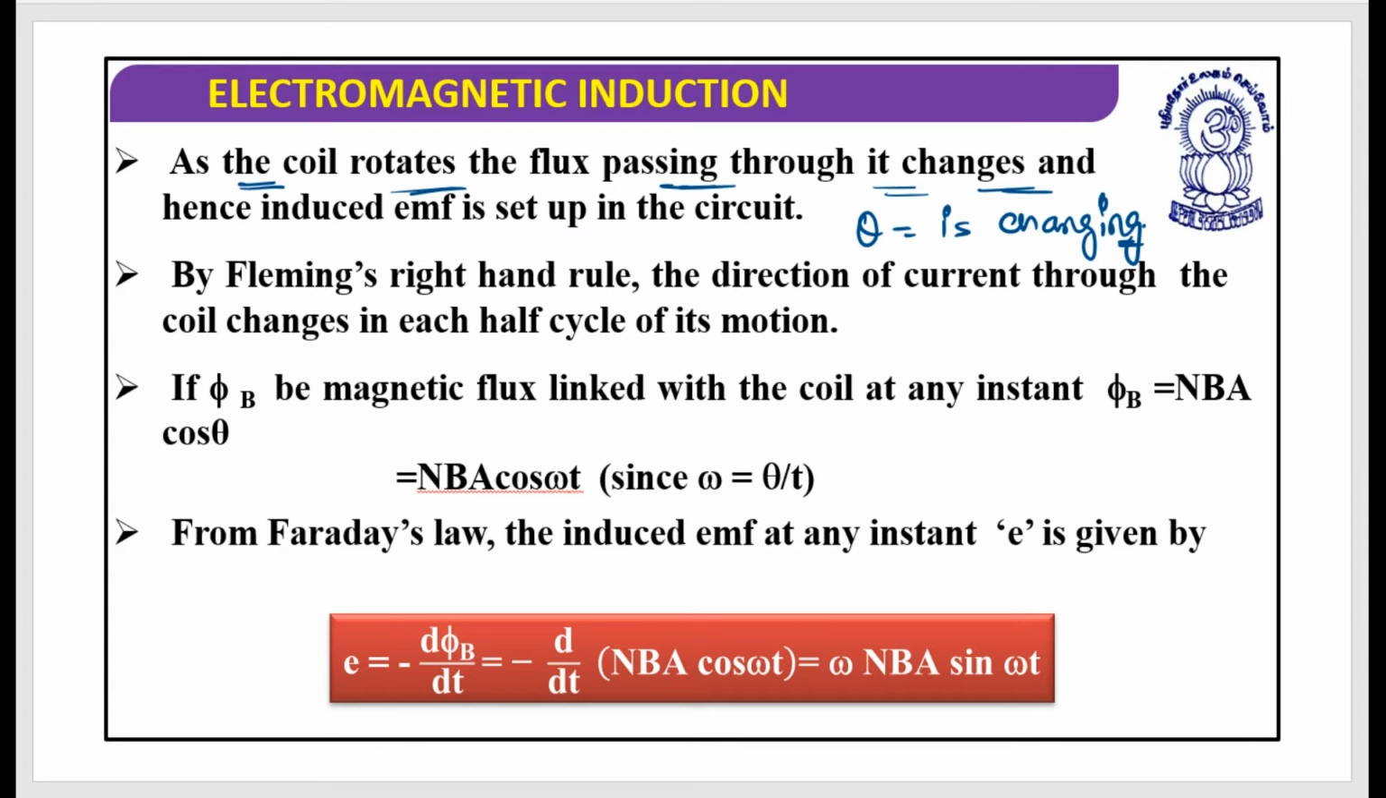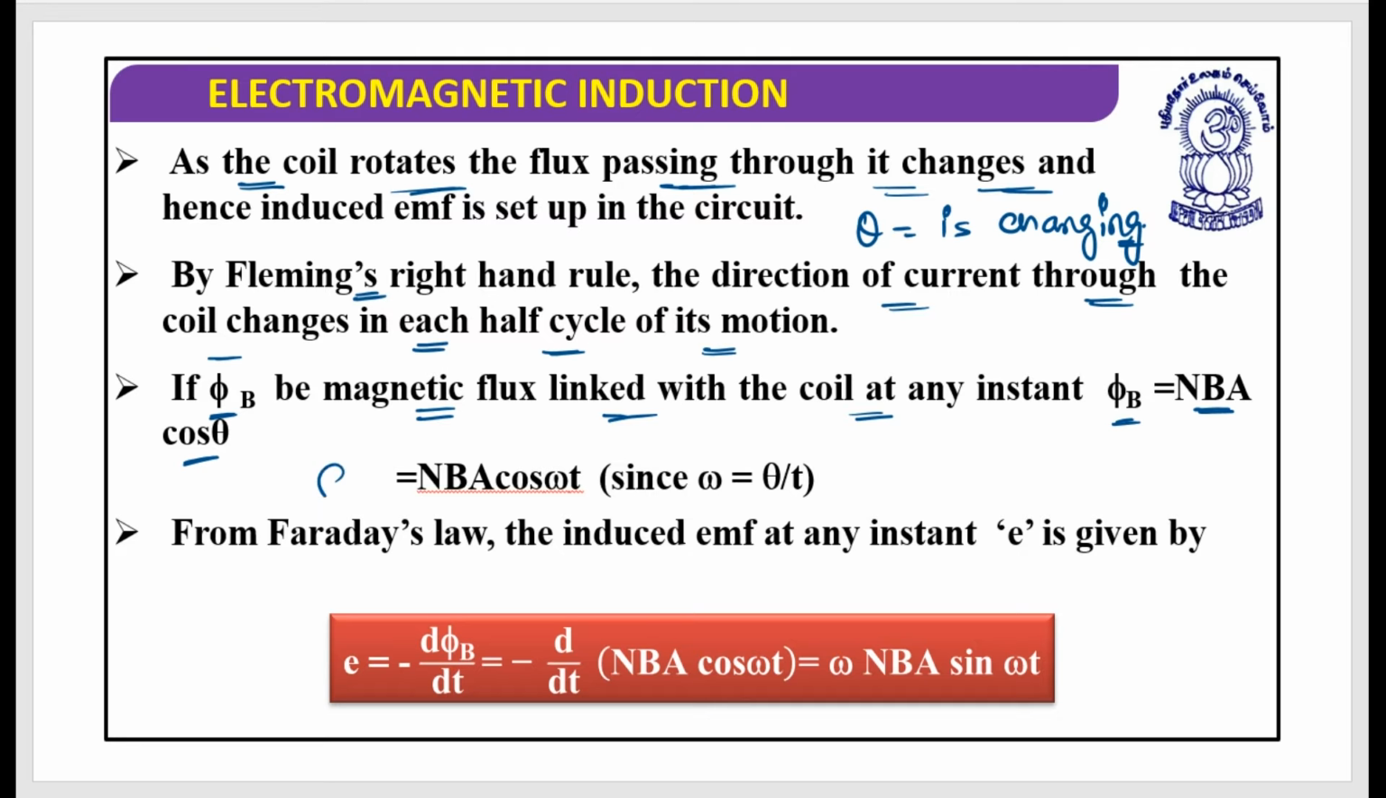Flux is changing, EMF is developing. That is what our requirement is. Now by Fleming's right hand rule, the direction of the current through the coil changes in each half cycle of its motion. Let's understand that phi B is the magnetic flux that is linked with the coil at any instant, phi B is equal to NBA cos theta.